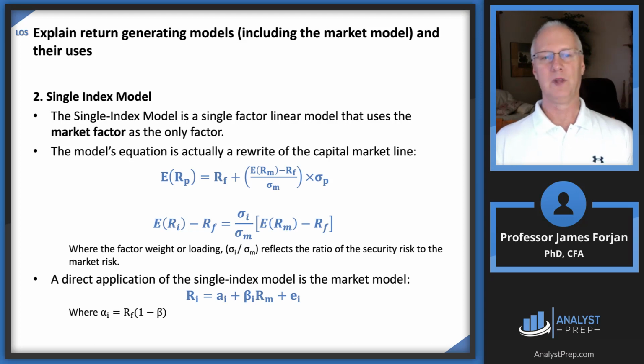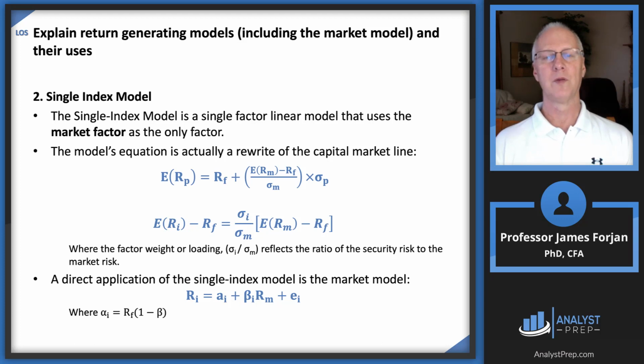Now, a simple way to do this is through a single index model. And so this is just one factor. What we're going to do is go back to stuff that we've just talked about with Harry Markowitz, with the capital allocation line, with the capital market line, and here in just a little bit we're going to talk about the security market line.